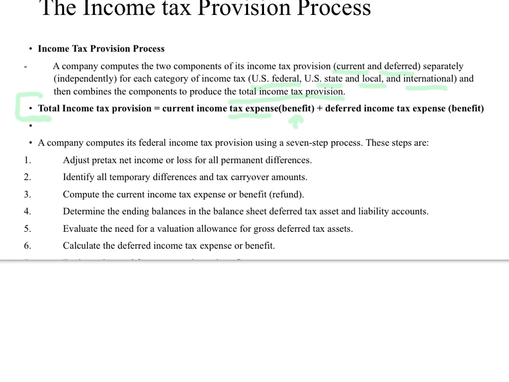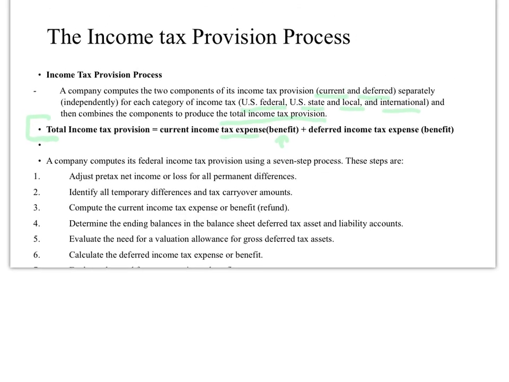There are multiple steps to this process, and I am not sure why the seventh step got cut off. So I will write the seventh step in here, and actually I'm going to change to a pen. The seventh step is to evaluate the need for an uncertain tax benefit reserve.